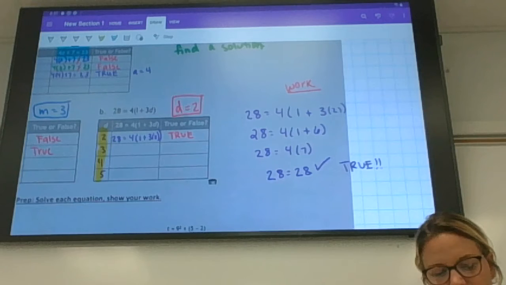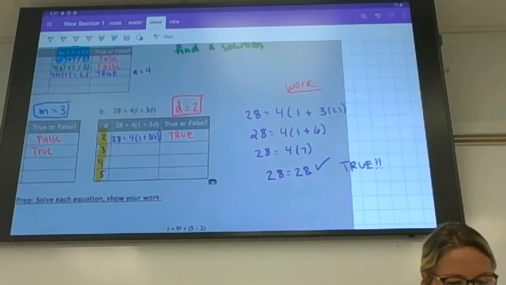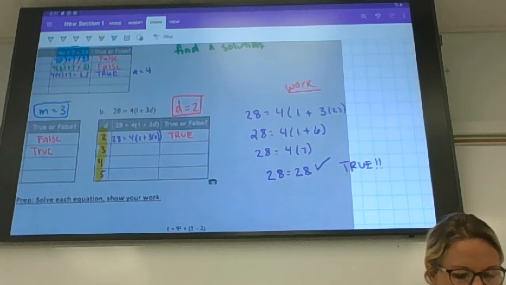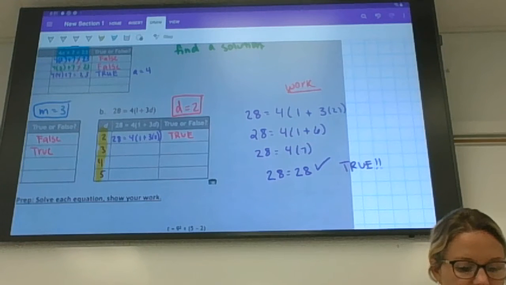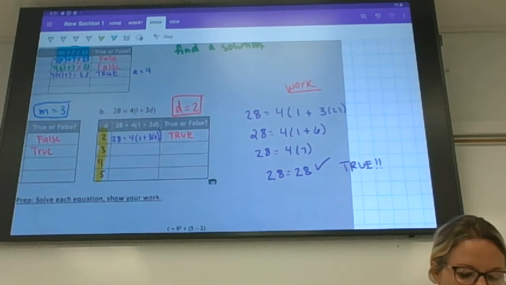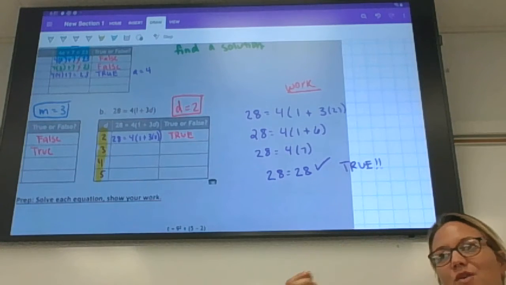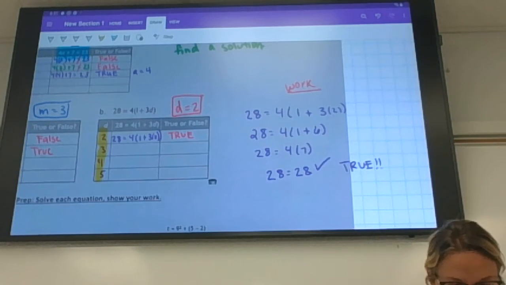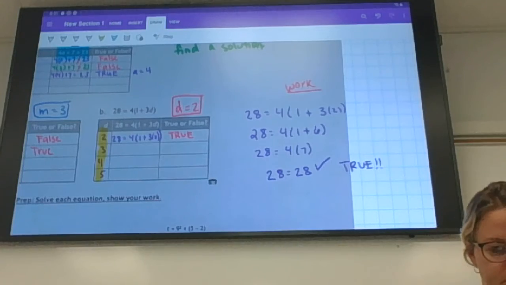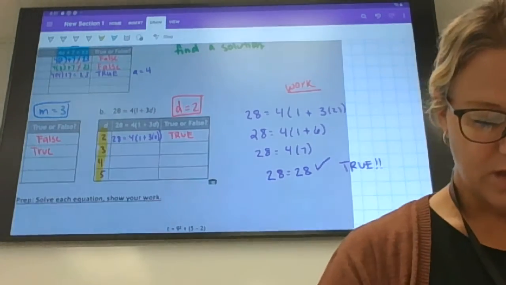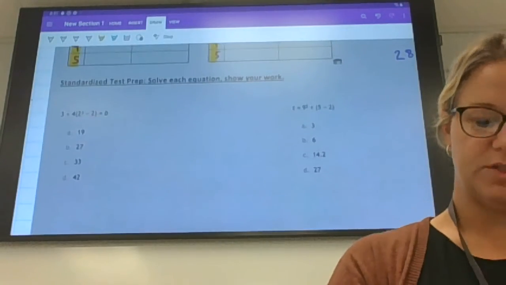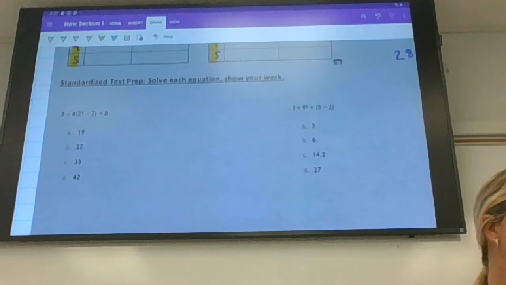So here you have standardized test prep, but I want to be honest with you, while this is good practice, most standardized tests don't give you these options to where you can just plug in and say is it true or false. But it's a good thing to be aware of on a standardized test. If the options are given, just plug in. Try to see which one works.